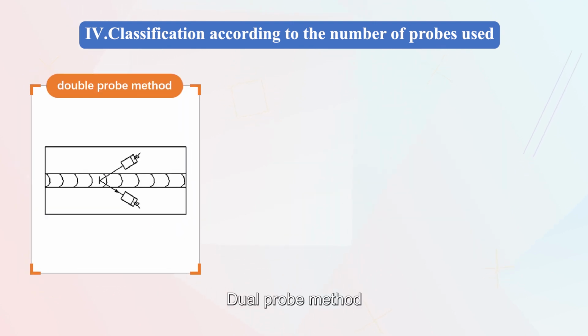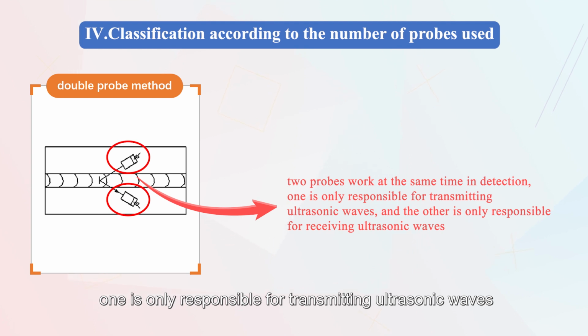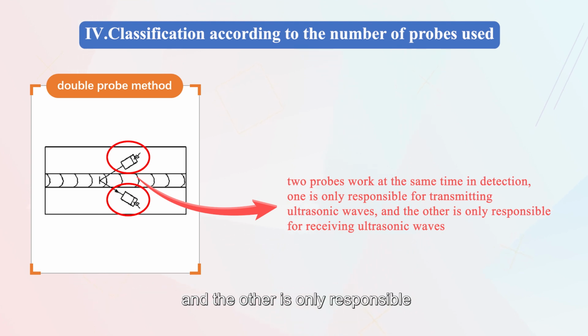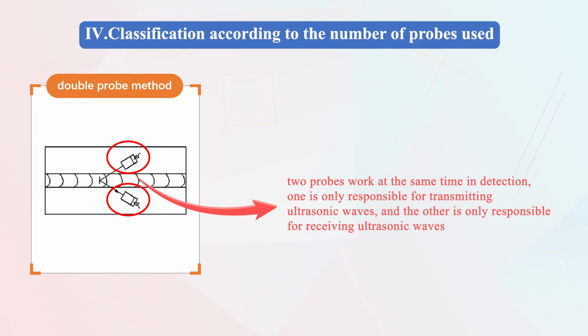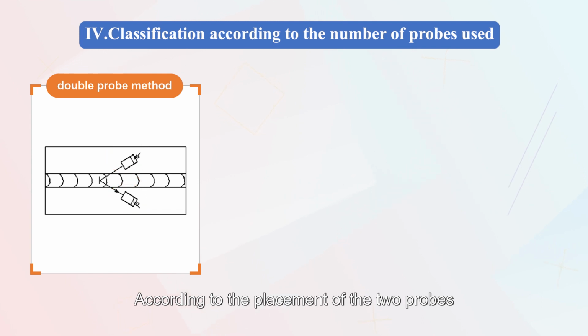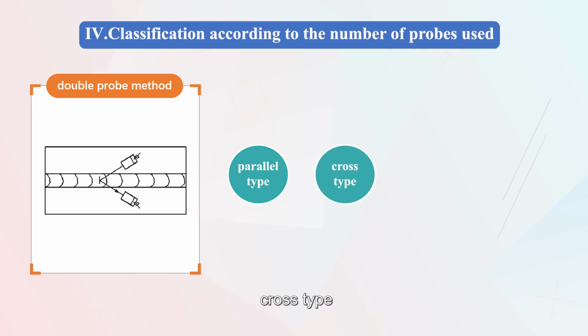Dual probe method. It refers to two probes working at the same time in a detection. One is only responsible for transmitting ultrasonic waves, and the other is only responsible for receiving ultrasonic waves. It is mainly used to detect defects that are difficult to find by the single probe method. According to the placement of the two probes on the workpiece, the scanning movement mode can be divided into parallel tandem, cross tandem, serial tandem, and so on.